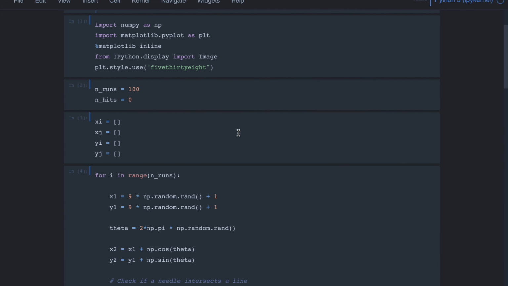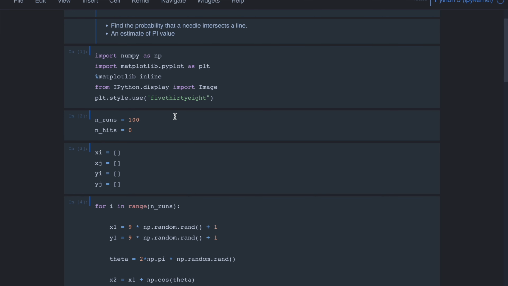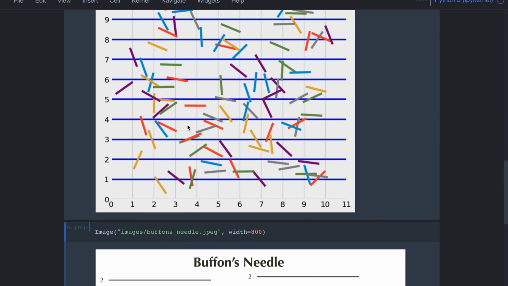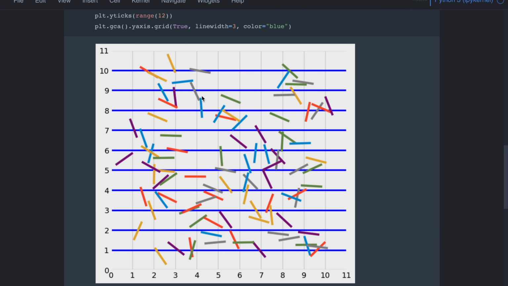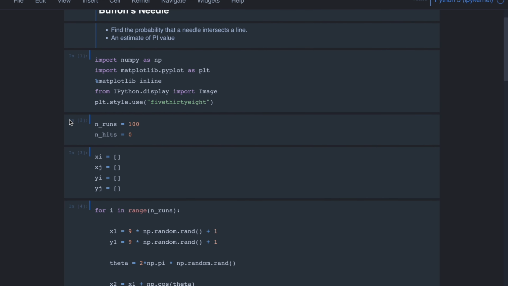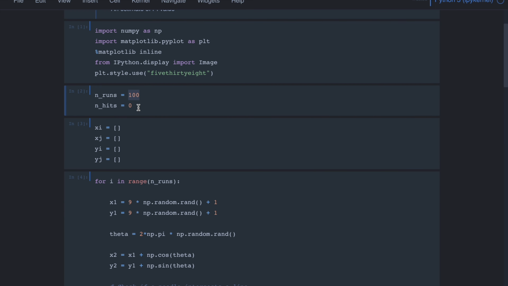Okay, so let's see how we generate. First we generate only 100 needles. This is for demonstration purposes, and as you know, this will not give the right probability, because if we generated 100,000 or a million needles, we wouldn't be able to see this image this clearly. So that's why I first ran this experiment with only 100 needles. And here we have the number of hits. To begin with, it is 0.